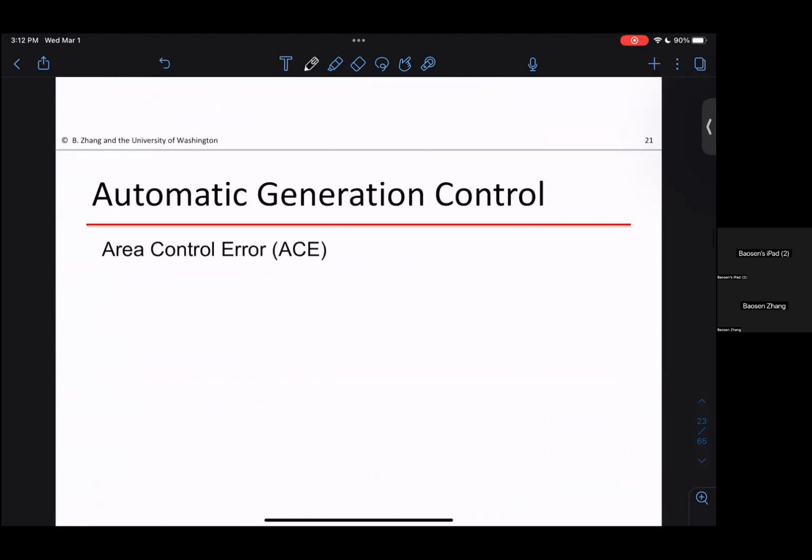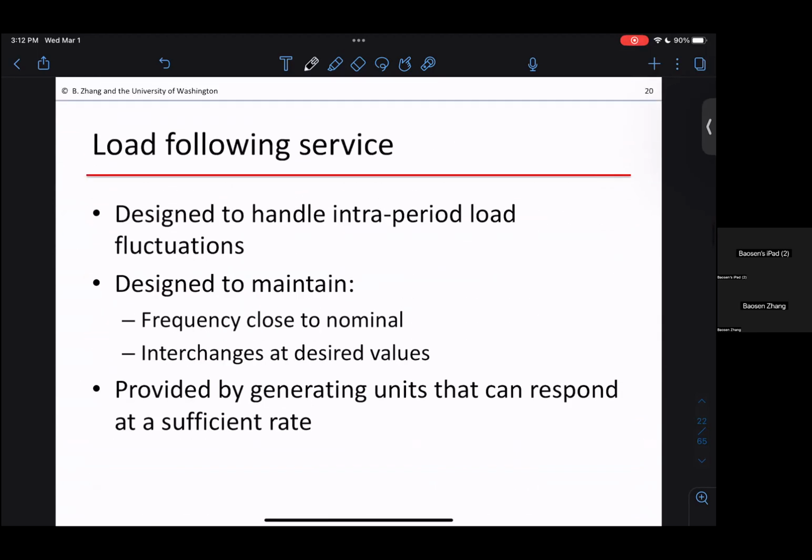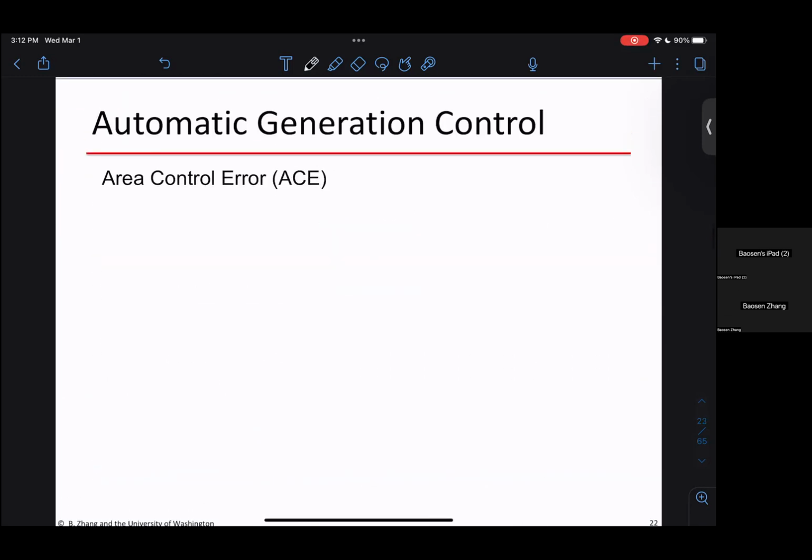This gets into something called automatic generation control. Both of these services, load following service and regulation service, are called automatic generation control because it doesn't require the dispatcher to do something. You still measure a frequency deviation, then you try to correct for this frequency deviation, right? There's not a market on this. You don't bid into this.